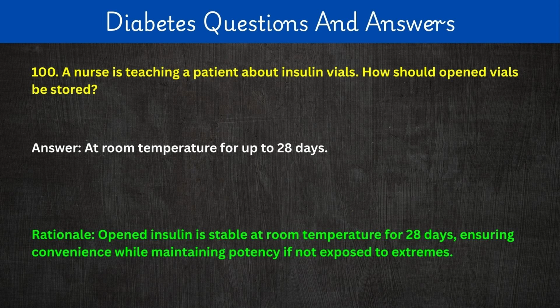100. A nurse is teaching a patient about insulin vials. How should open vials be stored? Answer: at room temperature for up to 28 days. Rationale: opened insulin is stable at room temperature for 28 days, ensuring convenience while maintaining potency if not exposed to extremes.